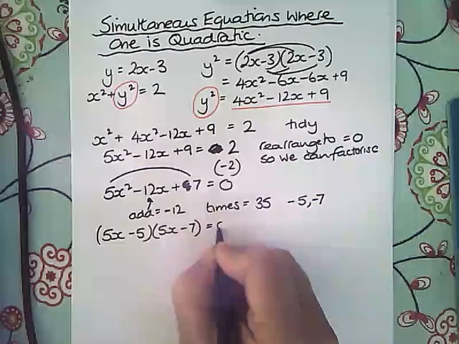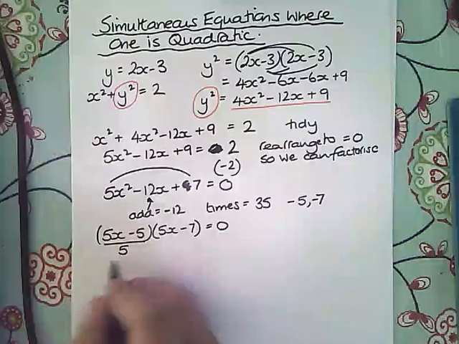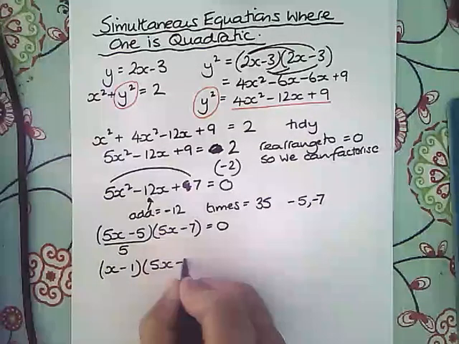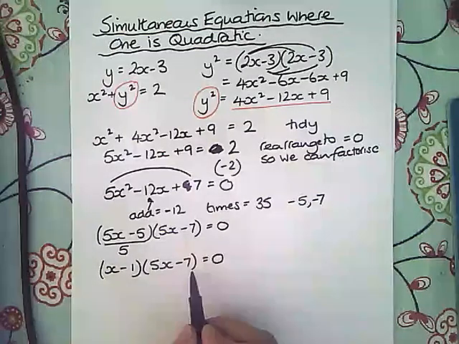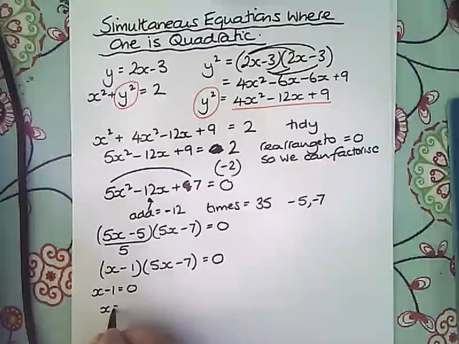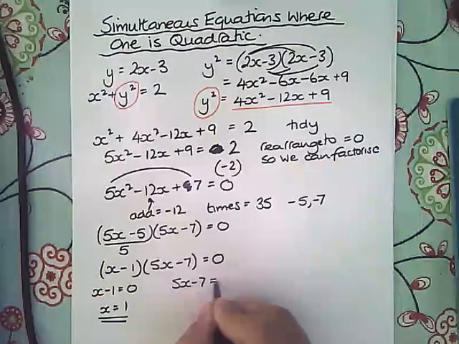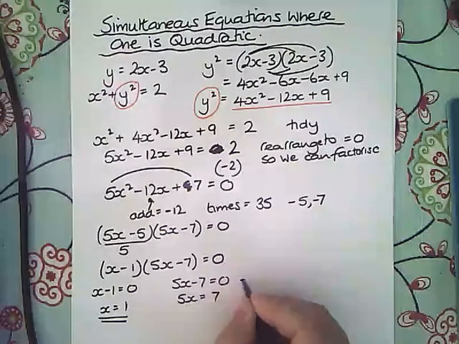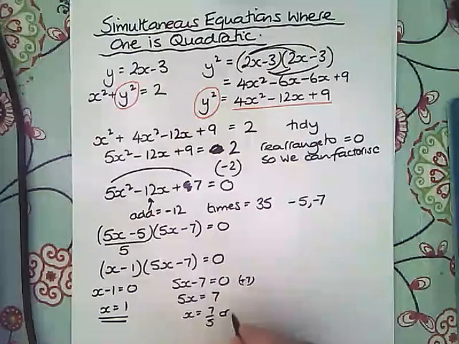And remember, when we're solving like this, we need to divide one of the brackets by the 5. So we have x minus 1 brackets 5x minus 7 is equal to 0. So either this bracket equals 0 or that bracket equals 0. If this one equals 0, we've got x minus 1 equals 0, which means x equals 1. And if this bracket equals 0, we've got 5x minus 7 equals 0, which means 5x equals 7, add 7 to both sides, which means x equals 7 over 5, or 1.4.